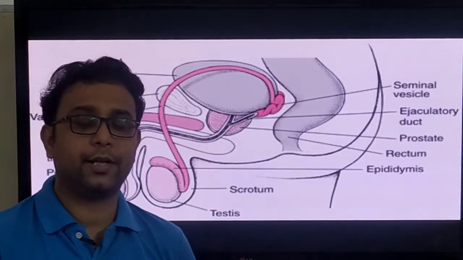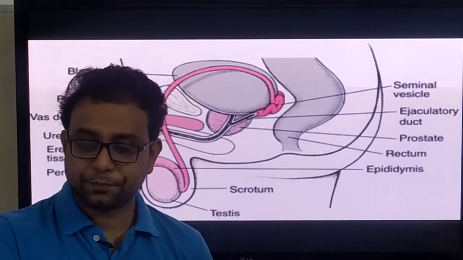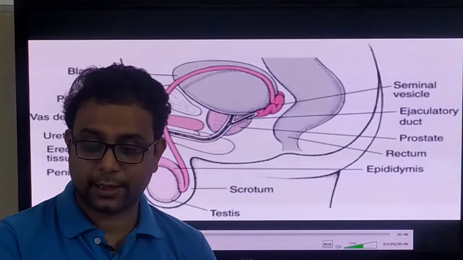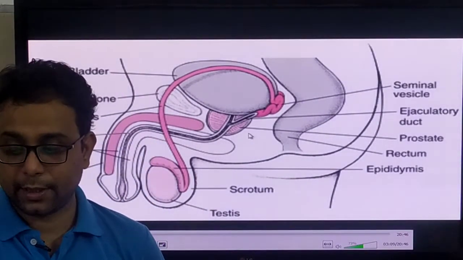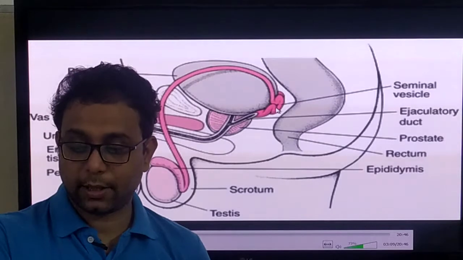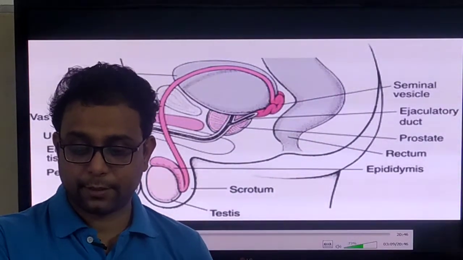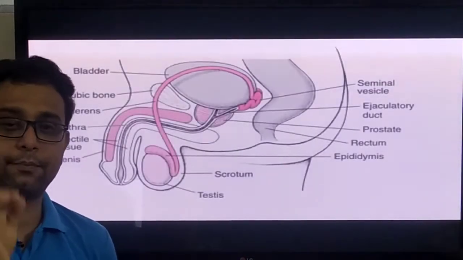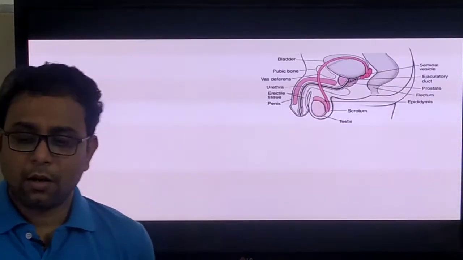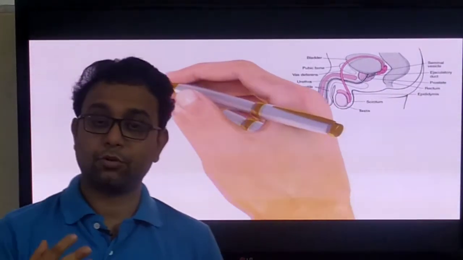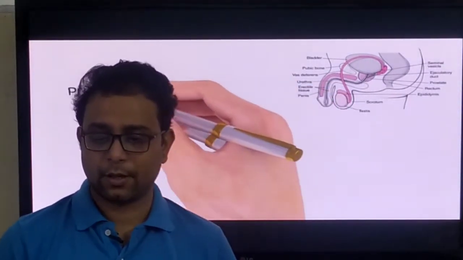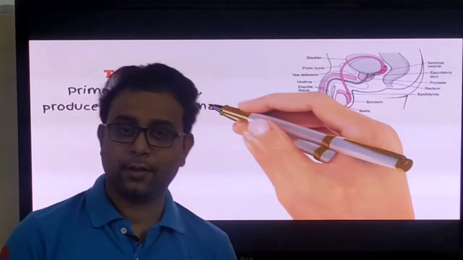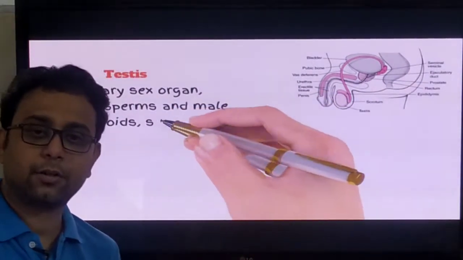So this picture is very important for your class. It is the testis, and these are the different parts: the vas deferens, here the seminal vesicle, the prostate gland, and the penis, right? So these are all the different parts of the male reproductive system. But the most important part is the testis. I already told you it is the primary sex organ of the male, and you know what the function of the testis is?